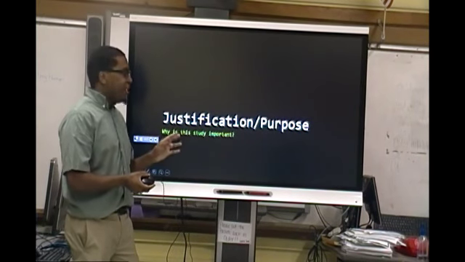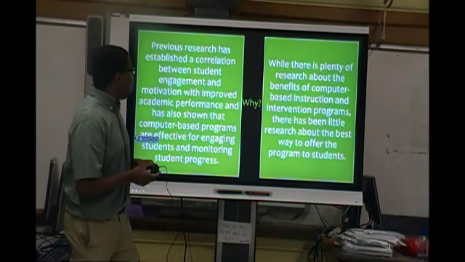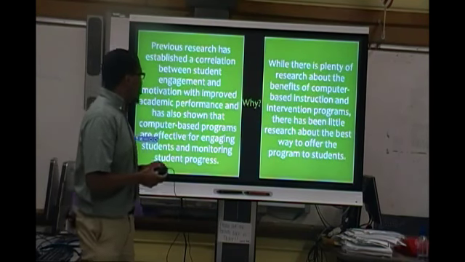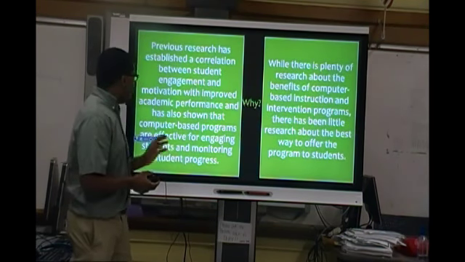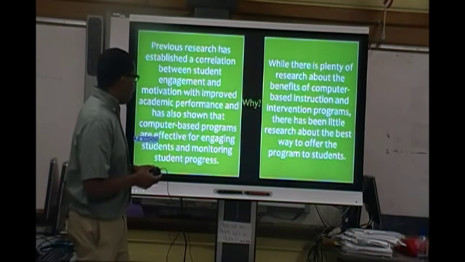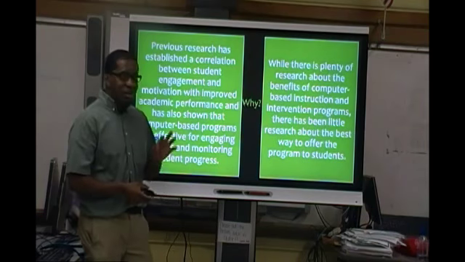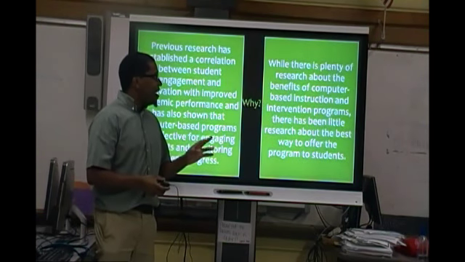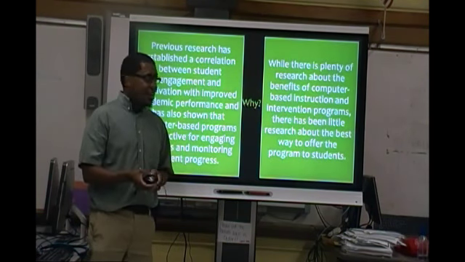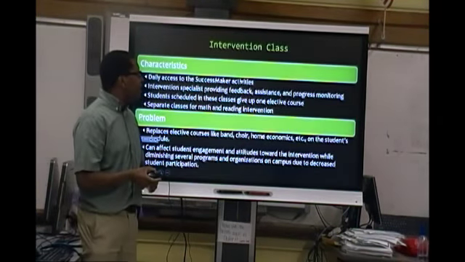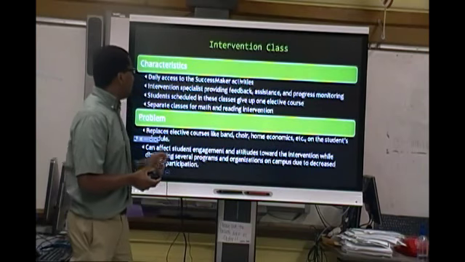So using that as the framework, previous researchers established a correlation between student engagement and motivation with improved academic performance, and have also shown that computer-based programs are effective for engaging students and monitoring student progress. However, while there's plenty of research about that, there hasn't been much research about what's the best way to deliver that to the students. So that's what the focus of this research study was.